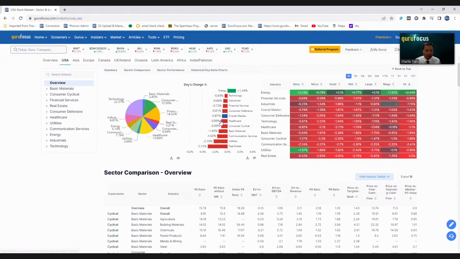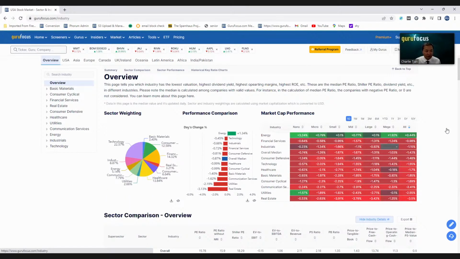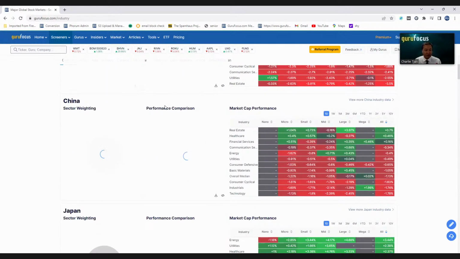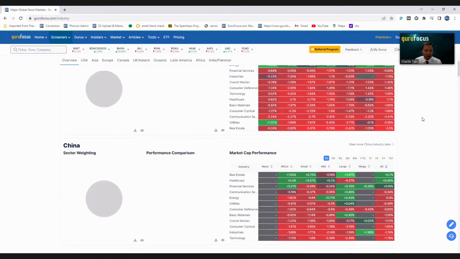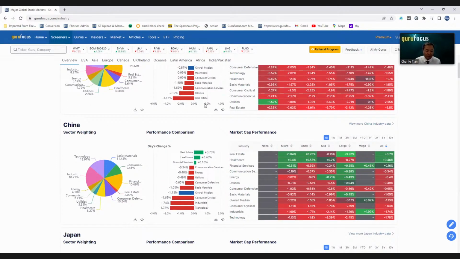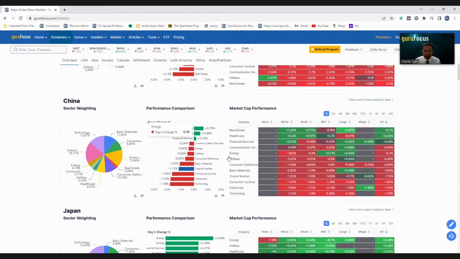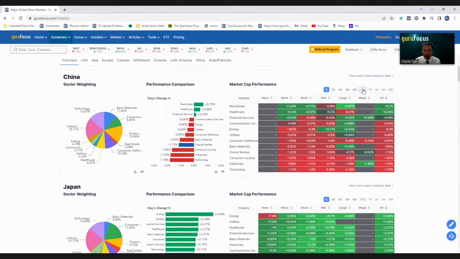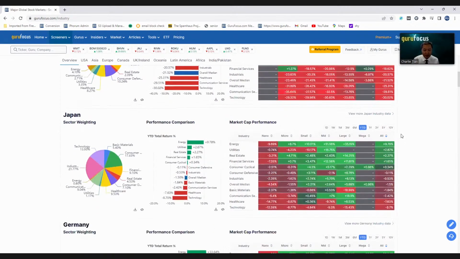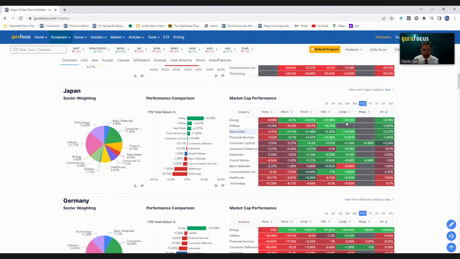Now, not just US, you can also see different countries. This is ordered in order of the GDP of the countries. First one, of course, US. Second is China, and the Chinese market has been doing very poorly this year, except some of the energy companies. Everything else is doing quite poorly. And this is the Japanese market.